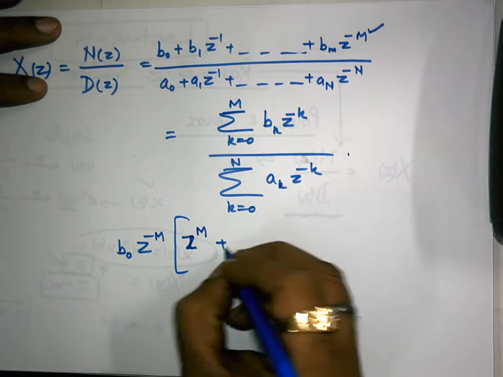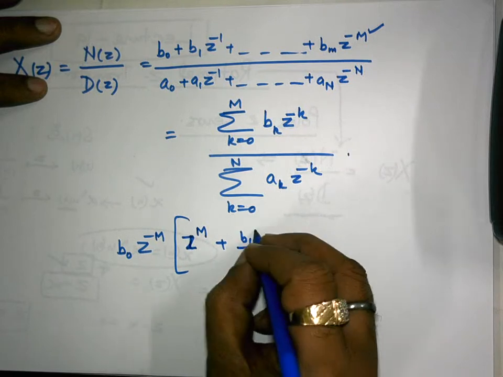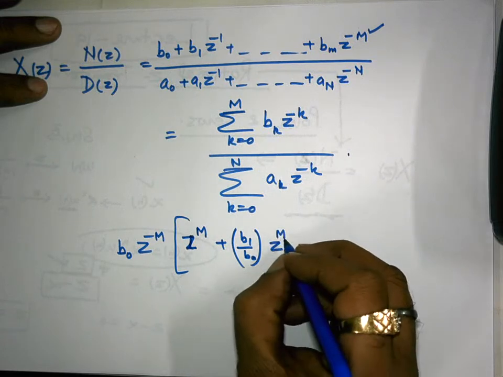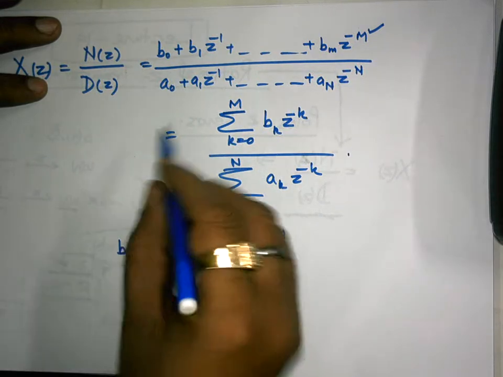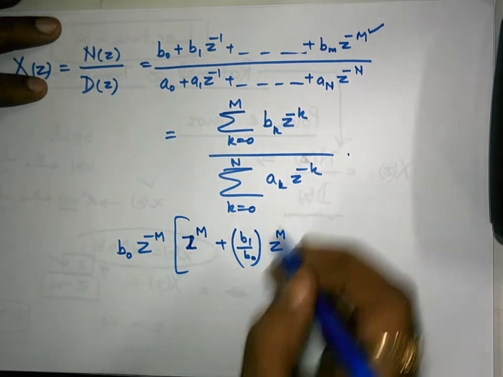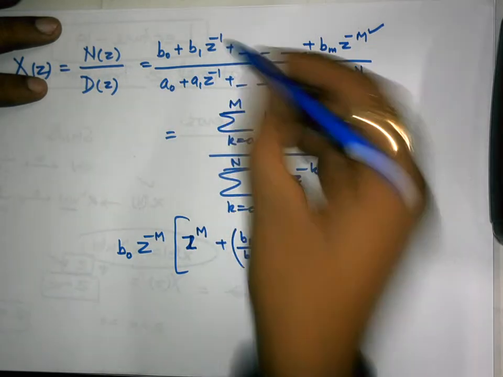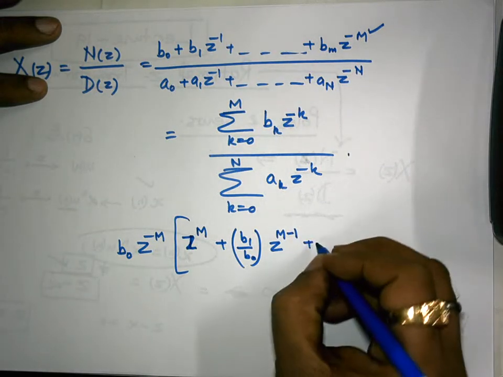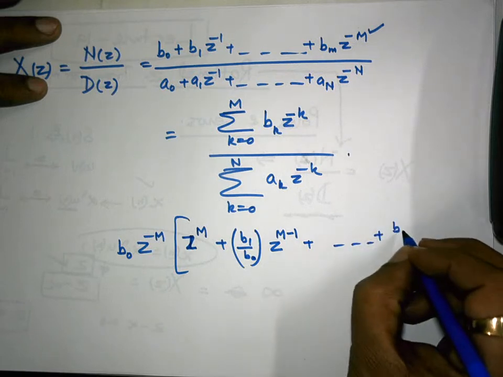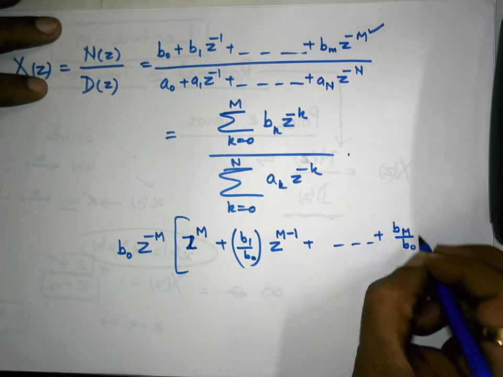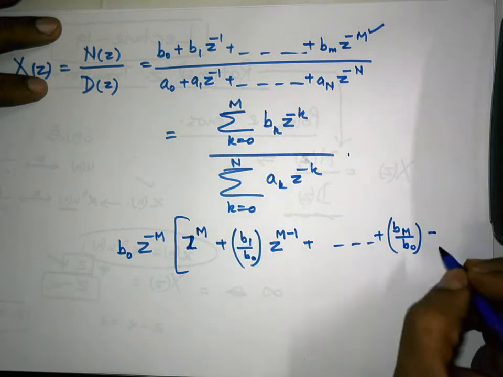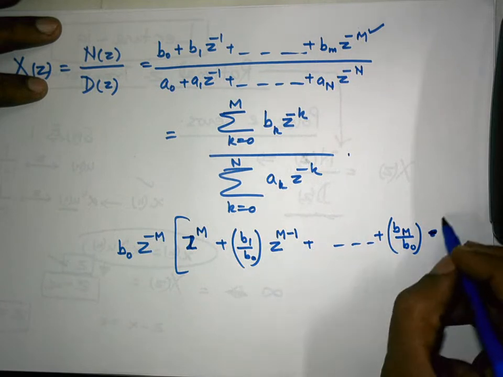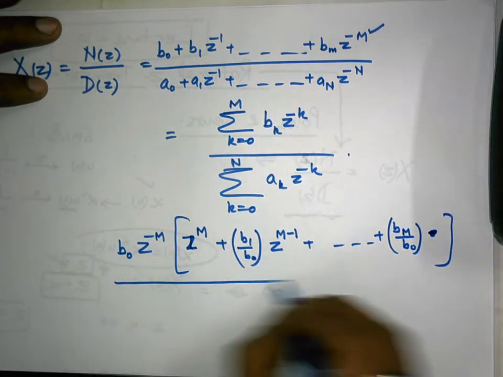Okay. Then plus b1 over b0, because b0 has been taken out, and this will be z to the power m has to be multiplied to nullify the effect of this z to the power minus m, and here itself there is z to the power minus 1, so it will be z to the power m minus 1, and going this way, the last term will be bm over b0, z to the power minus m plus m, minus m plus m is 0, means this is equal to 1. Okay. This is all about your numerator.